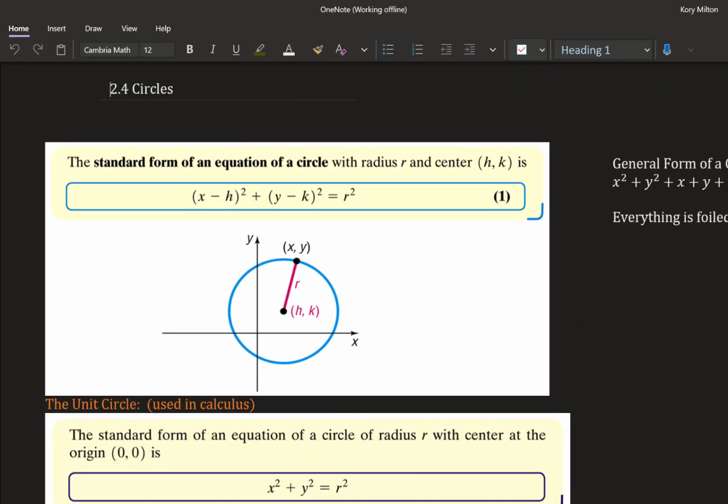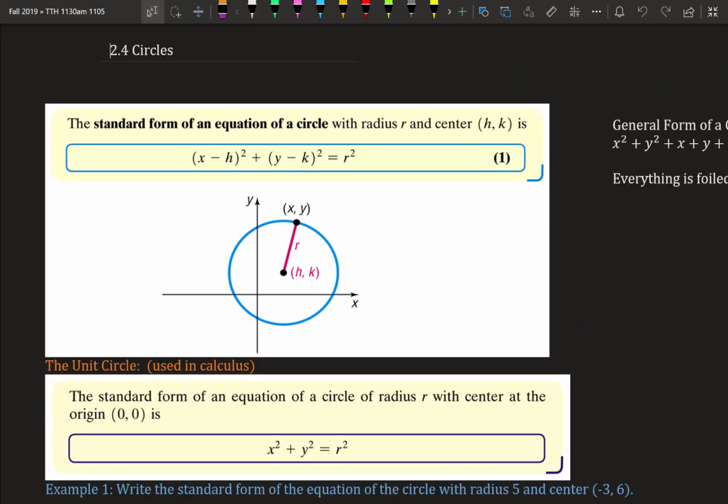2.4 circles. So the standard form of an equation of a circle with radius r and center (h, k) is (x minus h) squared plus (y minus k) squared equals r squared. So it's just saying you have a center at a certain point (h, k), and the radius goes out to the circle, and then the point goes around the circle.